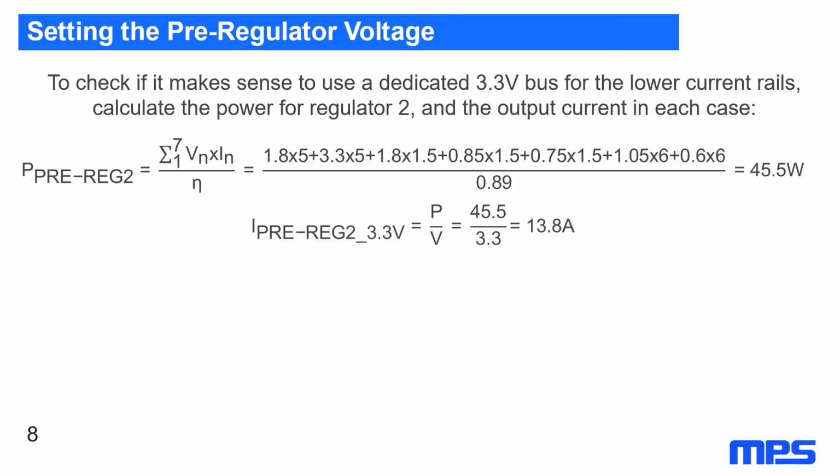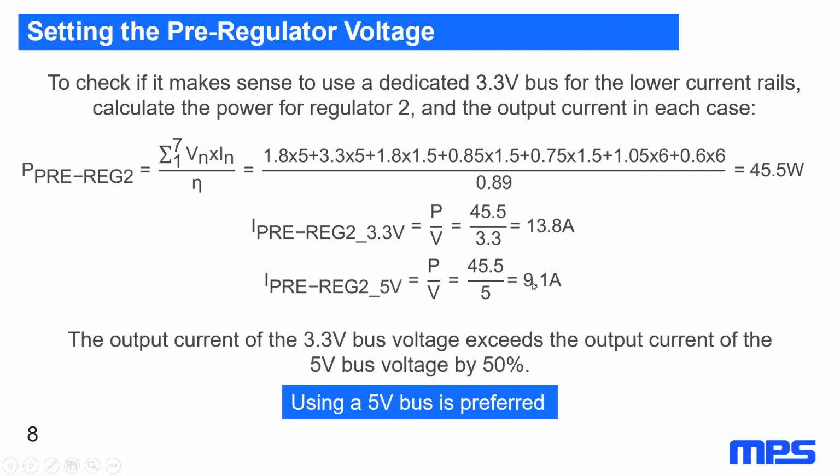Now we need to calculate what load current we would need to deliver these 45 watts. We do that by dividing the total power by the voltage. If we were using a 3.3 volts bus, we would need to deliver 13.8 amps of output current. On the opposite side, if we were using a 5 volts bus, we do the same operation, we would only need to deliver 9.1 amps of output current.